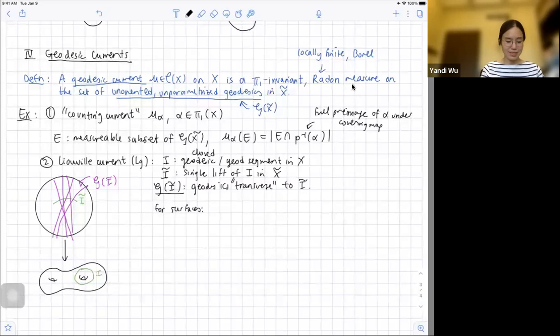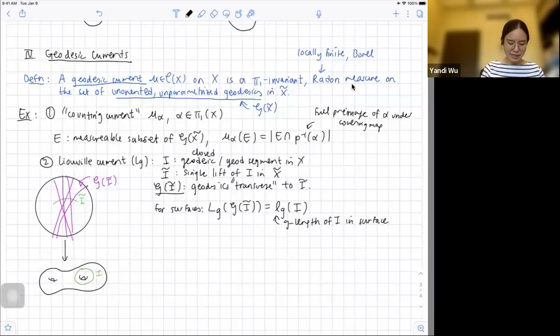Yeah. So there's this really cool relationship between the length of I and the Liouville current. The measure of this set is actually equal to the length of I in your surface. So there's this relationship between the length, the marked length spectrum, and the Liouville current. Sorry, this is a capital L. So this here is the length of I in your surface.